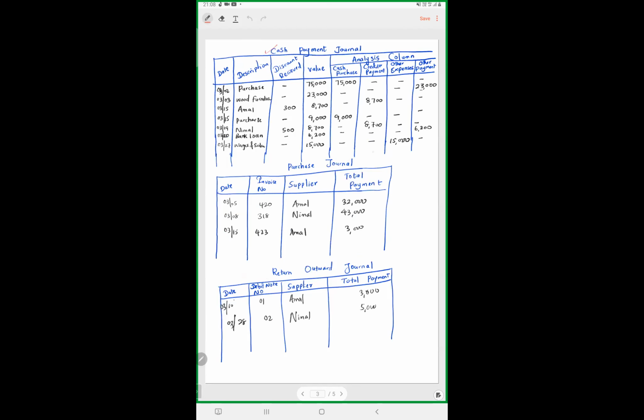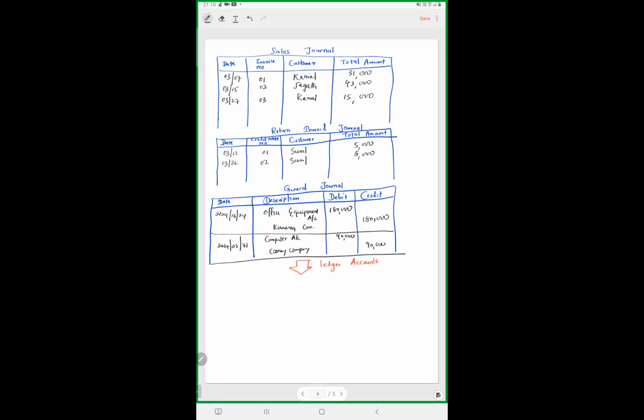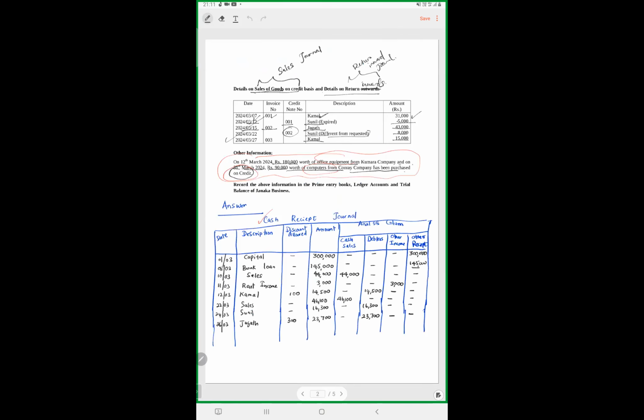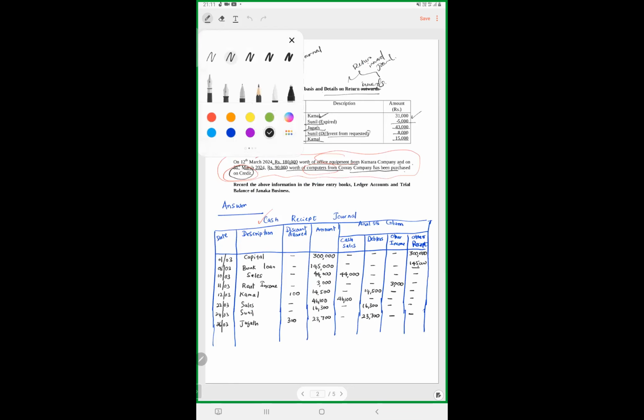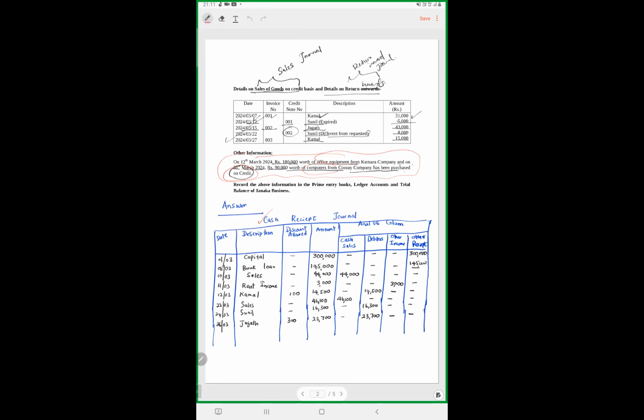Now we have recorded all the transactions in journals, right? All the journals we have recorded. Then we need to convert them into ledger accounts one by one. We'll see how we do that. First, we need to convert the sales receipt journal to the ledger account. How do we do that? We need to get the amount or the balance of each element.